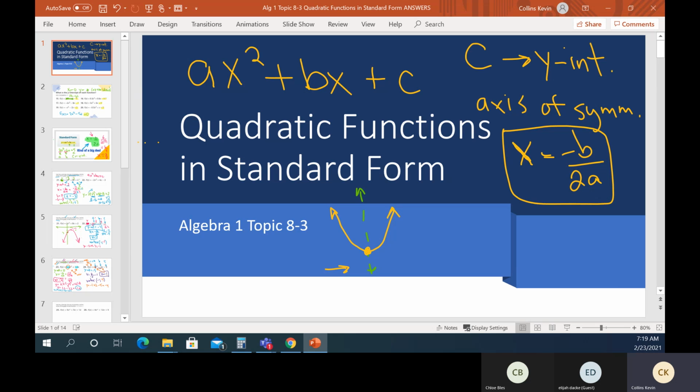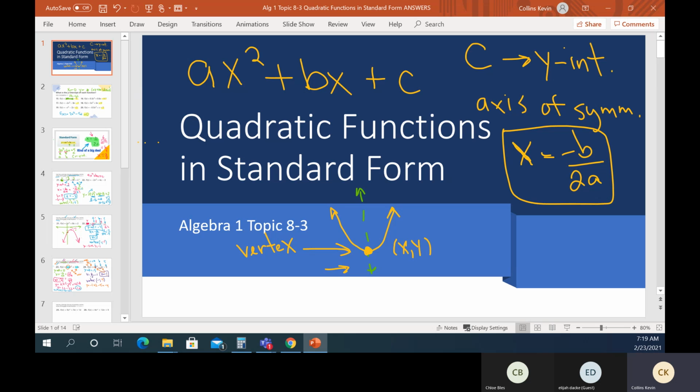Then it also gives you half of the vertex. We haven't talked about the vertex yet. So the vertex is this point down here. In this case, it's a minimum. If the graph is flipped around, it's a maximum. So this is our vertex. And that gives us our first coordinate of the vertex, that x value.